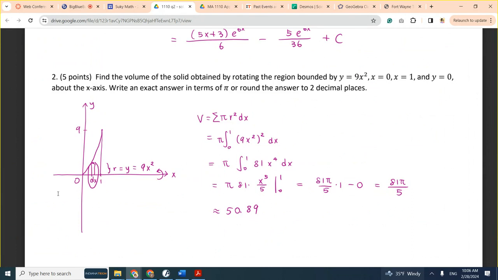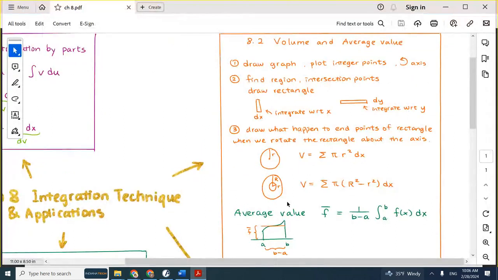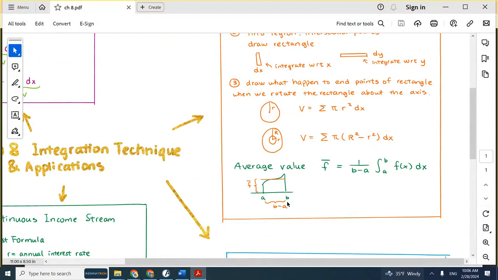So therefore pi, and then x from 0 to 1, the function squared. That's 81. x squared is x to the 4th. Then we divide it by 5, add 1 to the exponent, x to the 5th divided by 5. So your answer is 81 pi over 5. So this is one application. We also learned the other application, you find the average value. The average value is that you find the area under the curve and divide it by the length of the interval. That's the average value.